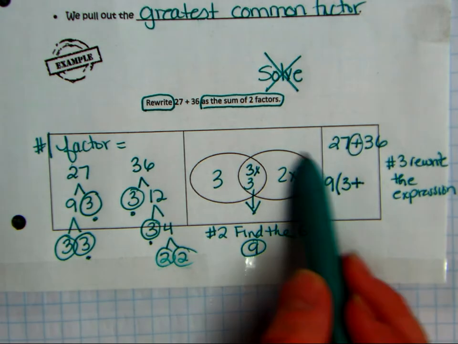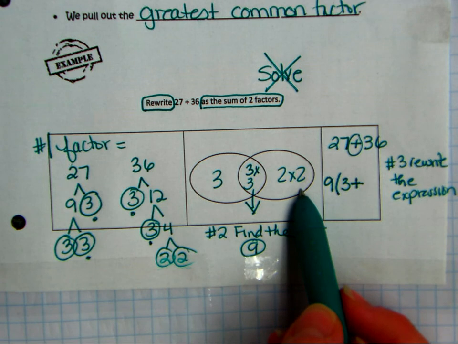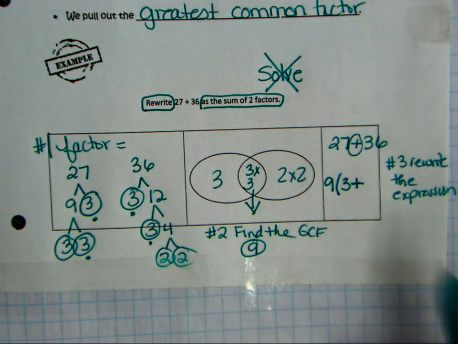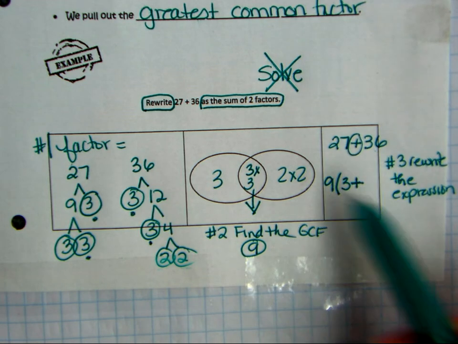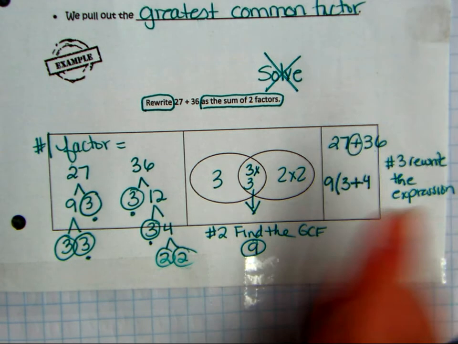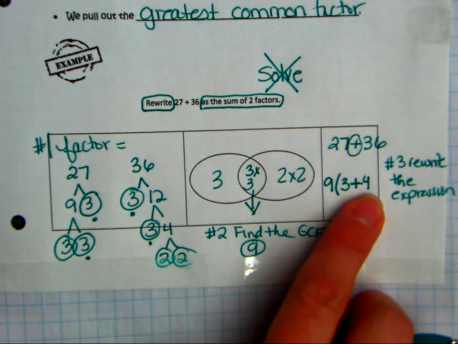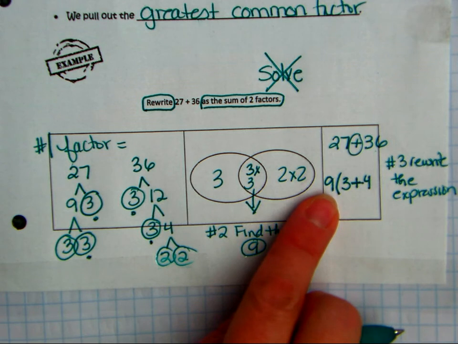And now I'm going to look at the second side of the Venn diagram. Okay, well, I've got a 2 and a 2. Well, let's multiply those together, okay? 2 times 2 is 4. And now let's check to see if that works. 9 goes into 36 4 times. It does work. So we know that whatever's going to be on this side of the Venn diagram is going to be multiplied together, and that's going to equal this side. Whatever is going to be on this side is going to be what's on this side, and this is your GCF.